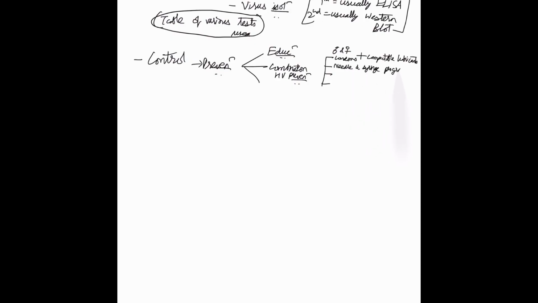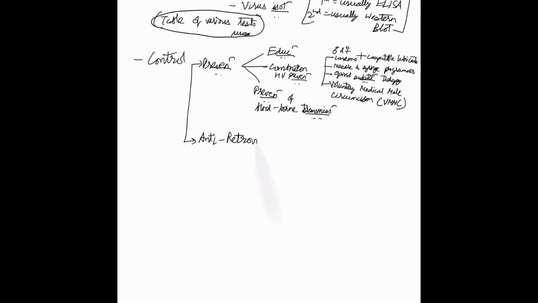Coming to control measures, we have prevention, which involves education, and combination HIV prevention, which involves male and female condoms plus compatible lubricants, needle and syringe programs, opioid substitution therapy, and voluntary medical male circumcision. After that, we also have prevention of bloodborne transmission. Then we have antiretroviral therapy.